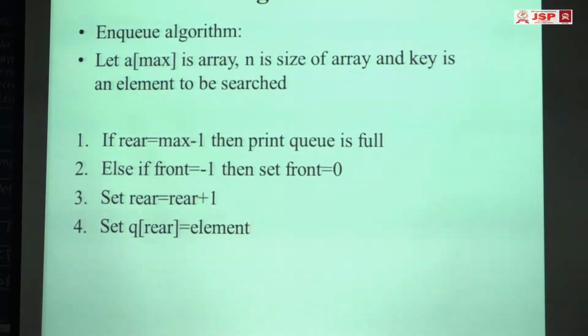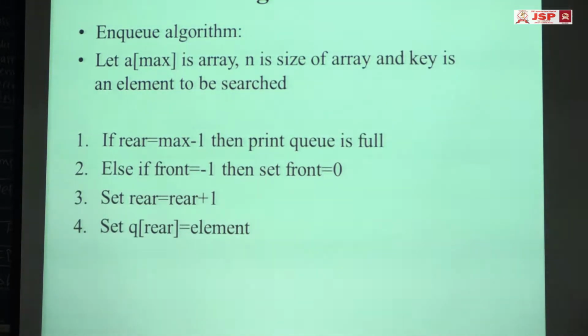Let's see the algorithm for enqueue. Enqueue in a queue means to insert a particular element into an array. Let's take MAX, that is the total size of the array. Now if you want to insert a particular element in this queue, at that time, if rear is equal to MAX minus 1, then the queue is full, which means the insertion operation is not possible. A message like "queue is full" should be displayed.